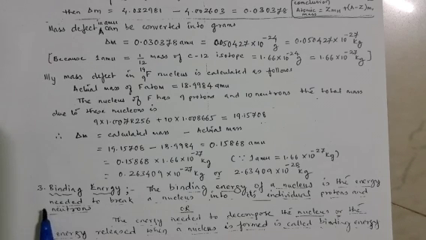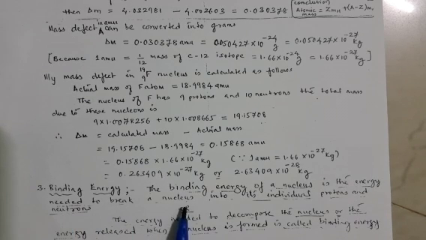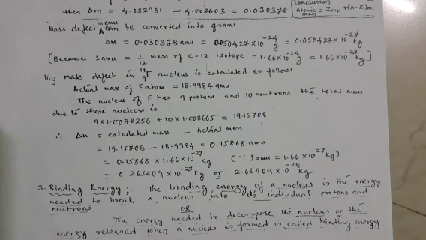Okay. Next, let us move on to the third factor responsible for the stability of the nucleus, which is the binding energy. The binding energy of the nucleus is the energy needed to break a nucleus into its individual protons and neutrons. In other words, the binding energy can be defined as the energy needed to decompose the nucleus, or the energy released when a nucleus is formed. That is why it is called the binding energy.